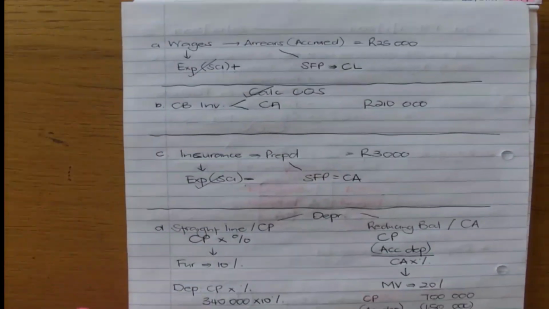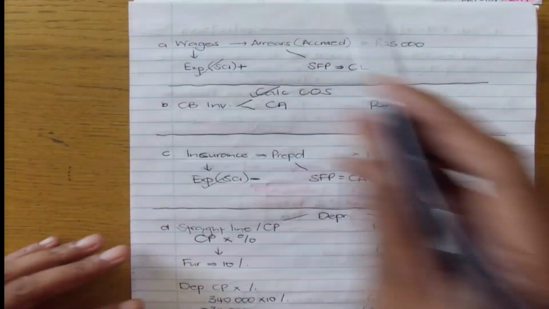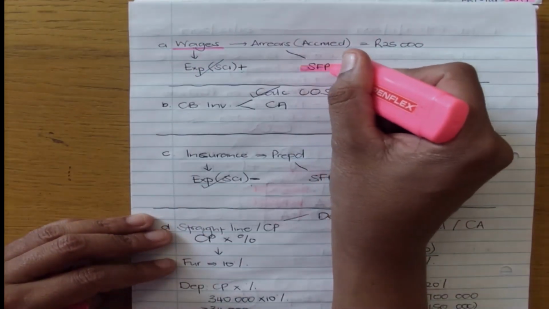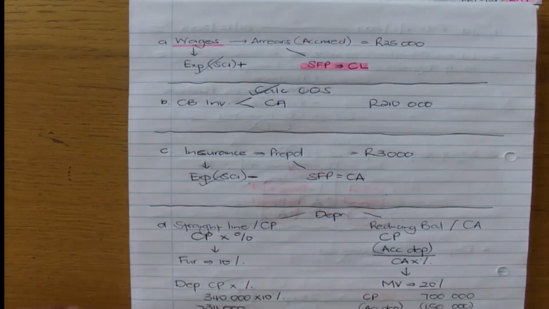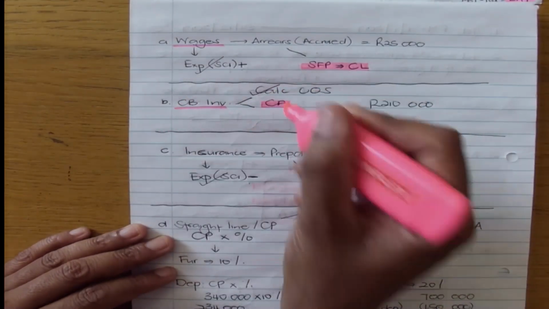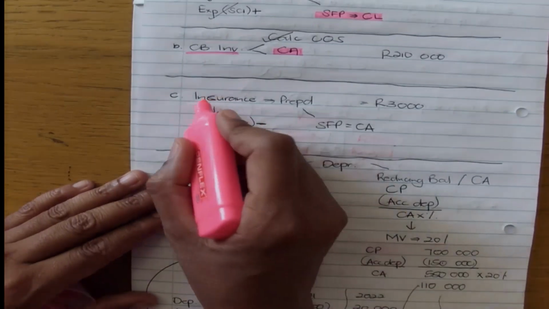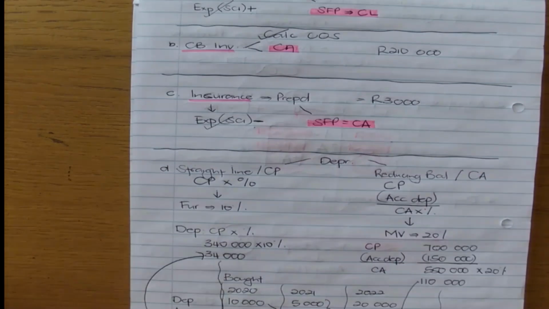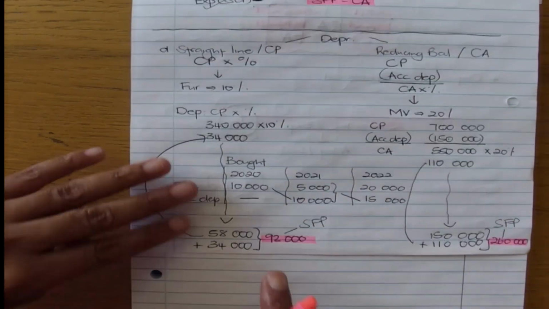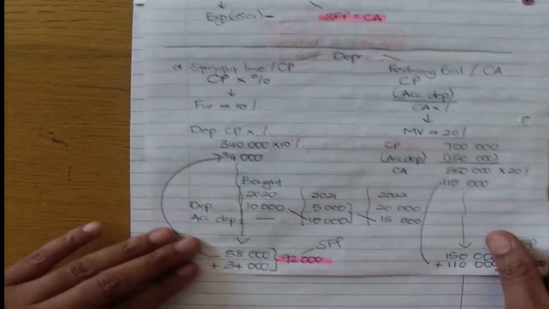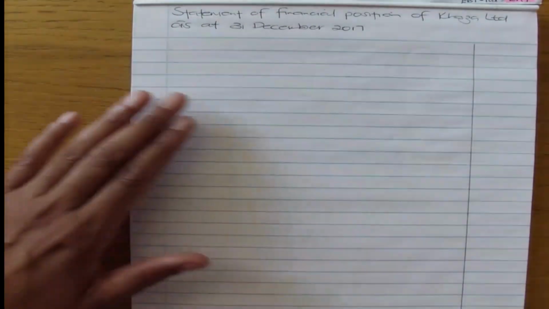So what is it that we need to know? We must still account for the salaries and wages in the statement of financial position. We need to account for the closing balance inventory under current assets. We need to account for insurance under current assets. And then we need to account for our cumulative depreciation. So when we do that, you will know where we got the amounts from. Now we're going to start.